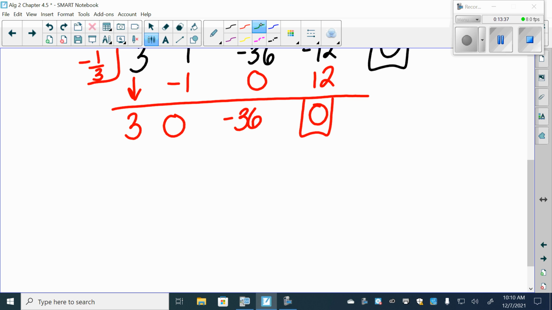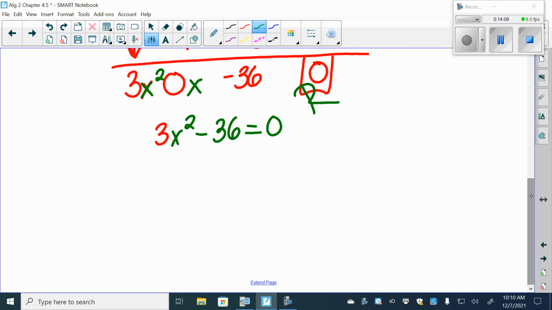Now we could go and try to plug the other ones in to see if they work, or we can just go on and plug the variables back in and solve from there. Let's just go on and plug the variables back in. So what we have is 3x squared minus 36 is equal to 0. Now for this here, do we have a middle term? No.